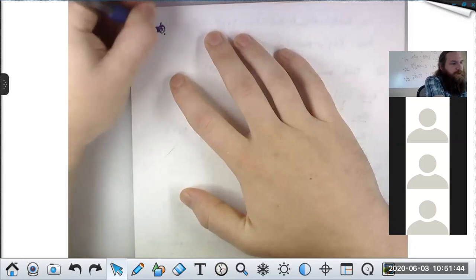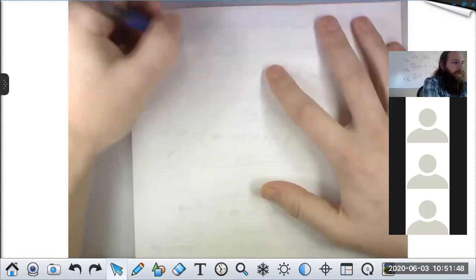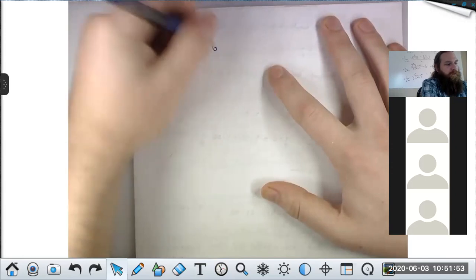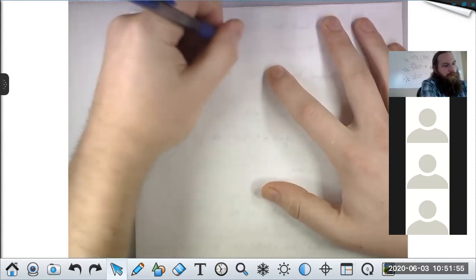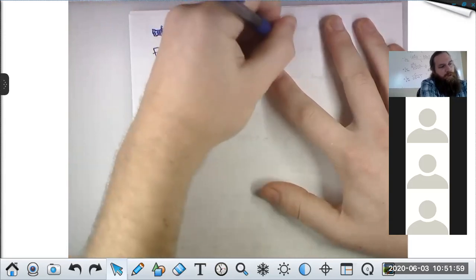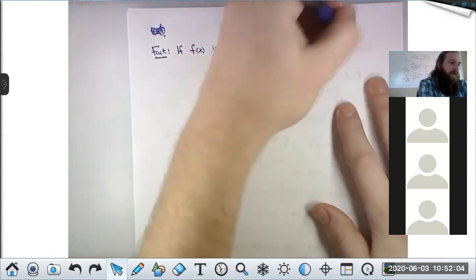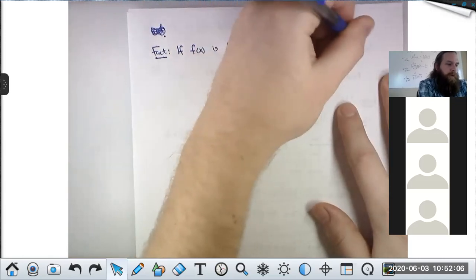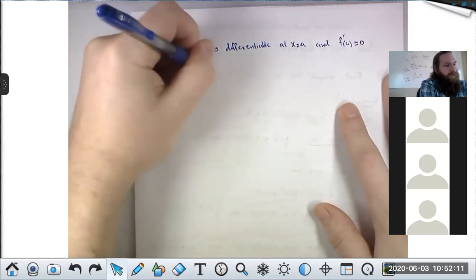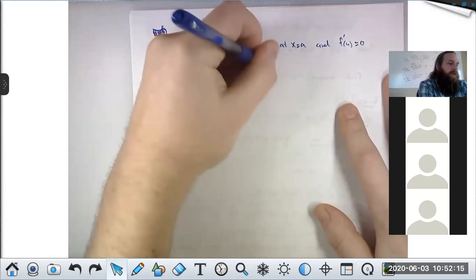Well, actually, I'll just say fact. If f of x is differentiable at x equals a and f prime of a equals 0, then f of x has a horizontal tangent line.